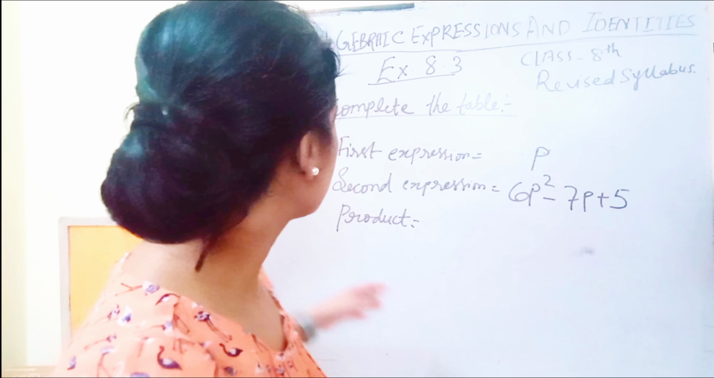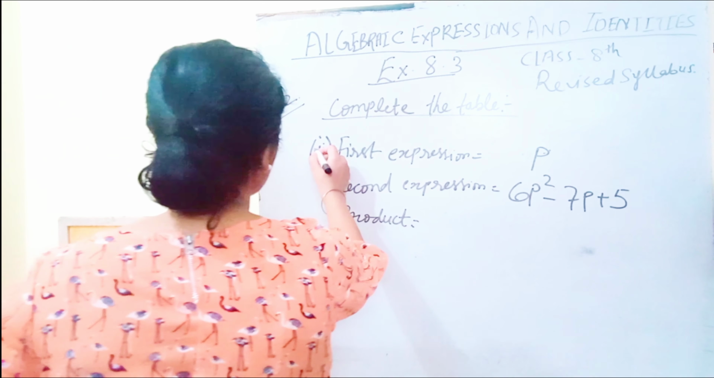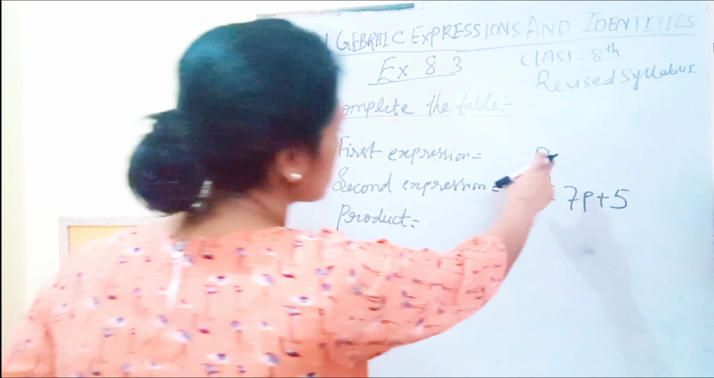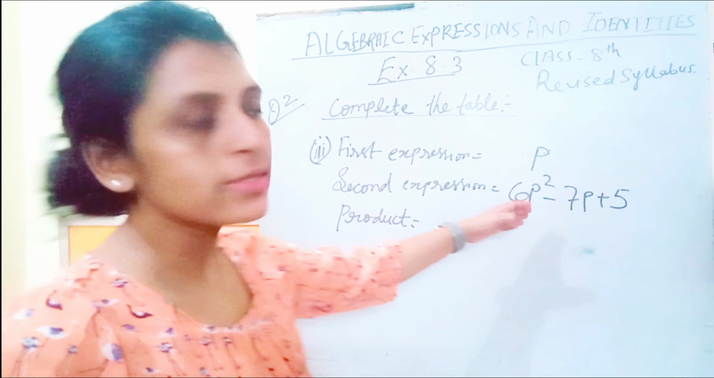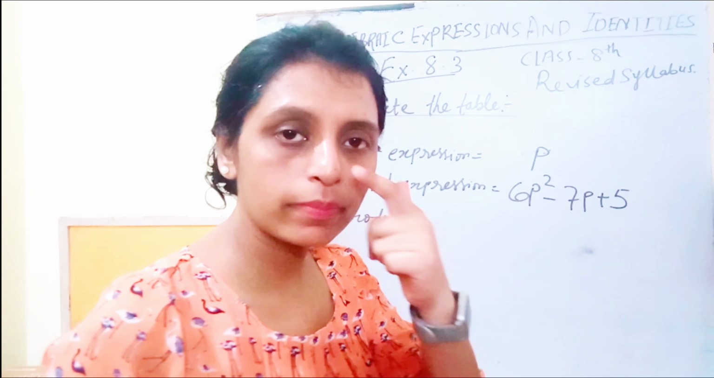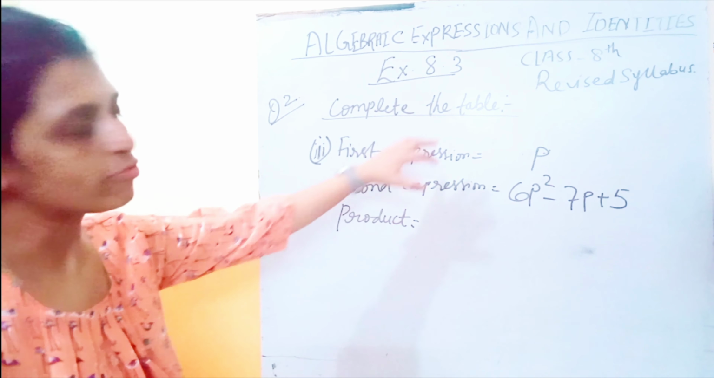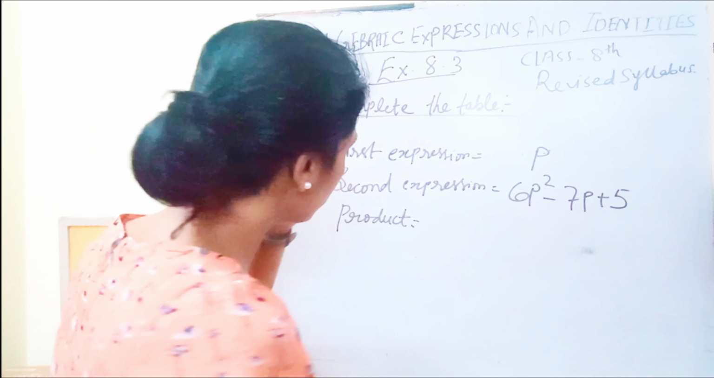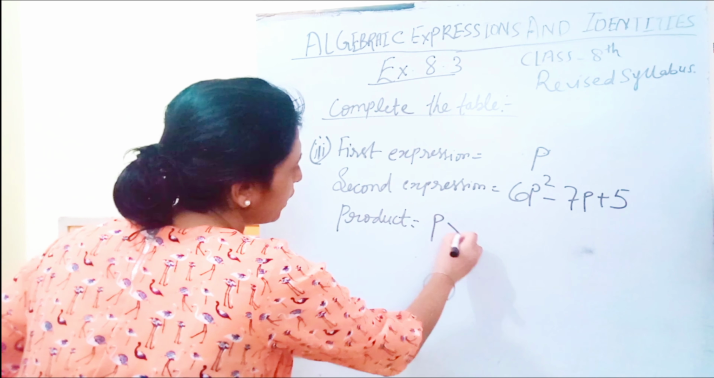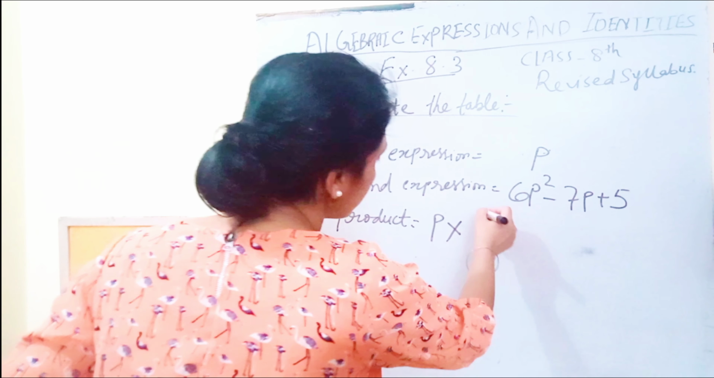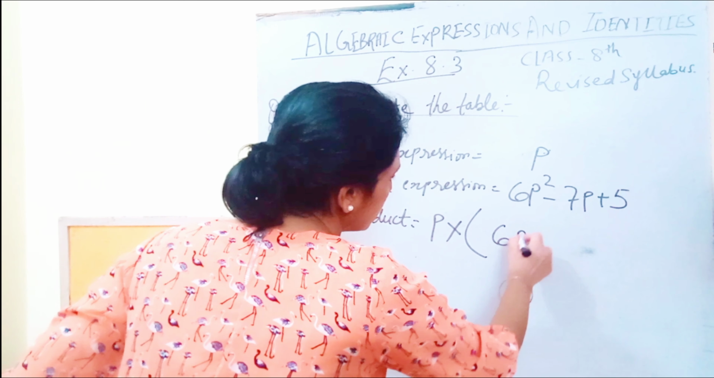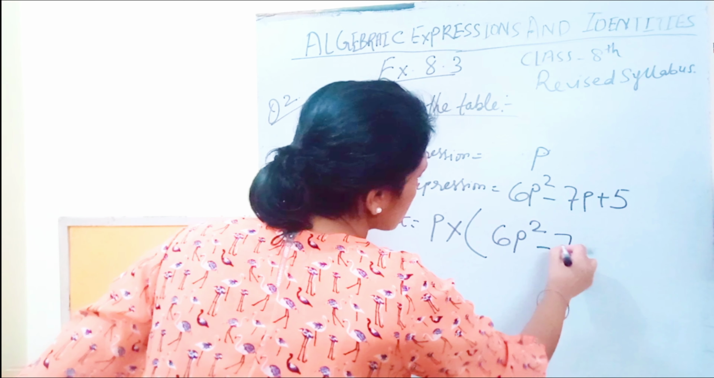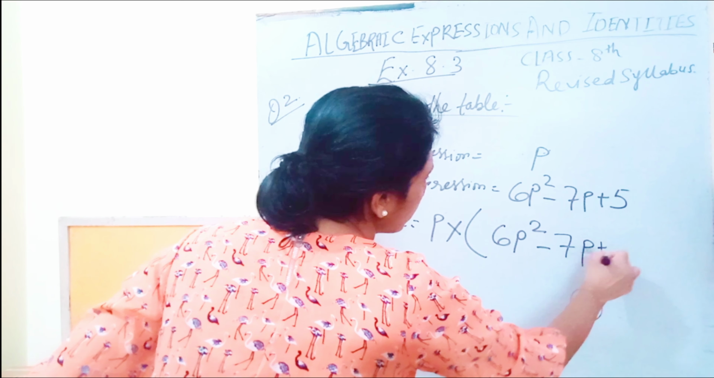Now children, in the third part, what do we have to do? In the third part, the first expression is p and the second expression is 6p square minus 7p plus 5. Okay, so we have to find the product. We have to multiply. The first expression is p, the multiplication sign will come here, and then the second algebraic expression is 6p square minus 7p plus 5.